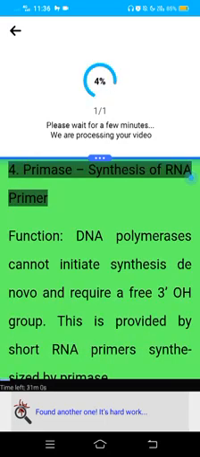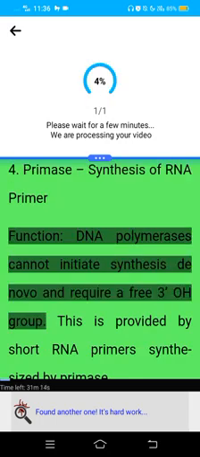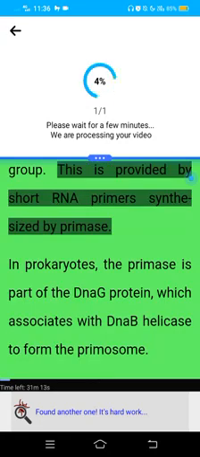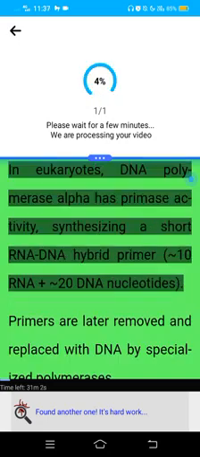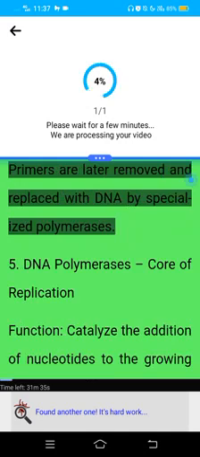4. Primase, synthesis of RNA primer. Function: DNA polymerases cannot initiate synthesis de novo and require a free 3' OH group. This is provided by a short RNA primer synthesized by primase. In prokaryotes, the primase is DnaG, which associates with DnaB helicase to form the primosome. In eukaryotes, DNA polymerase alpha has primase activity, synthesizing a short RNA-DNA hybrid primer, approximately 10 RNA plus approximately 20 DNA nucleotides. Primers are removed and replaced with DNA by specialized polymerases.